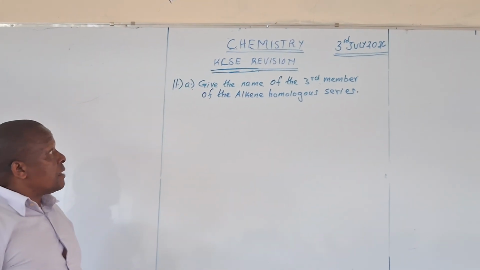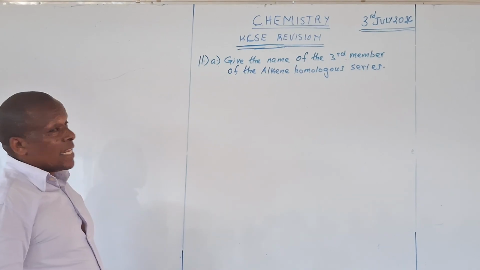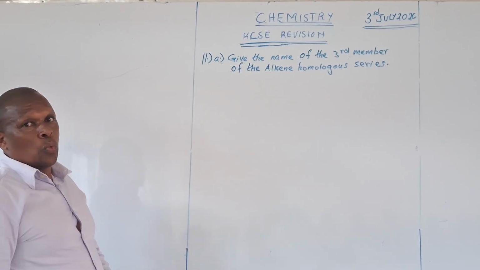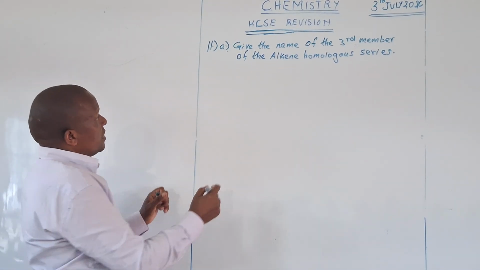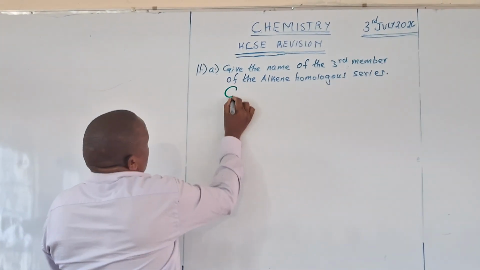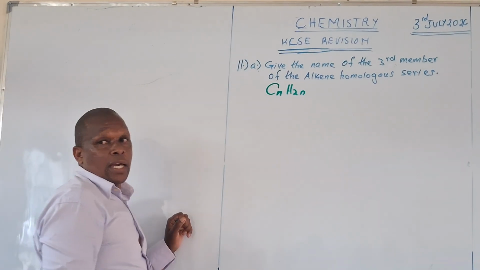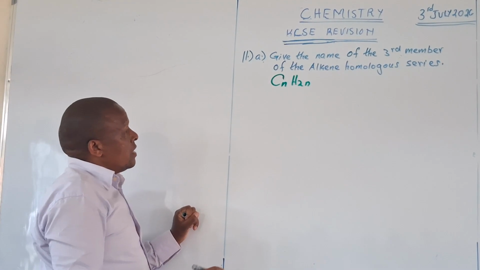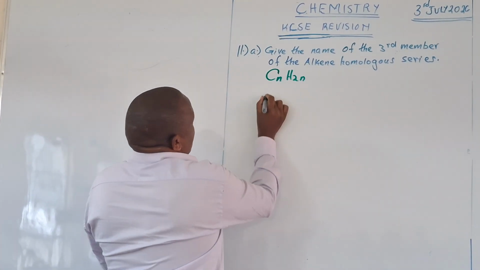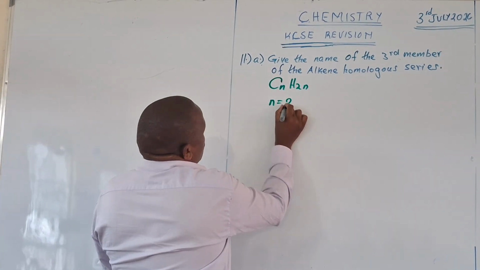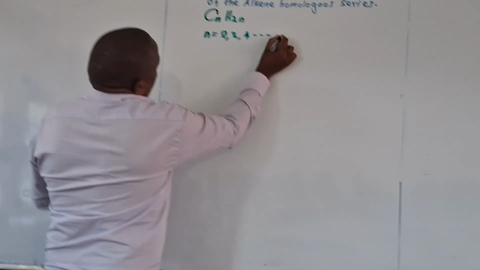Give the name of the third member of the alkene homologous series. So to get the name, we need to know the general formula of this particular alkene series. For the alkene series, the general formula is CnH2n.